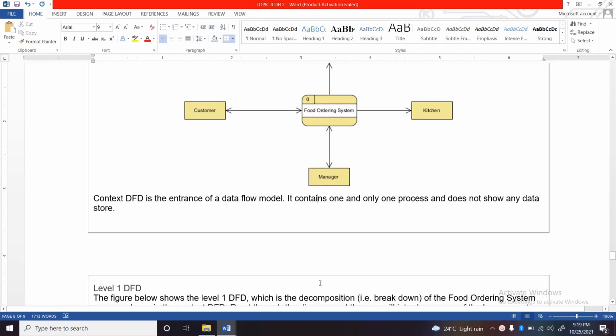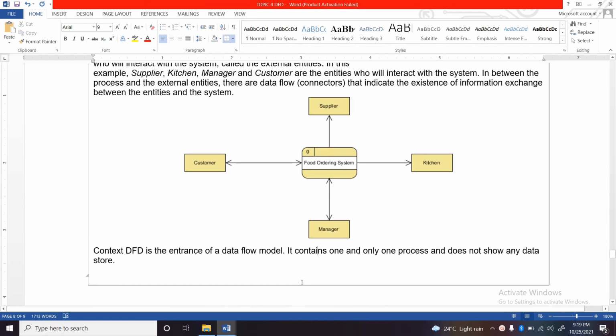Okay, so the context DFD is the entrance of the data flow model, and it contains one and only one process and does not show any data store. It has no data store. There are only three present here.